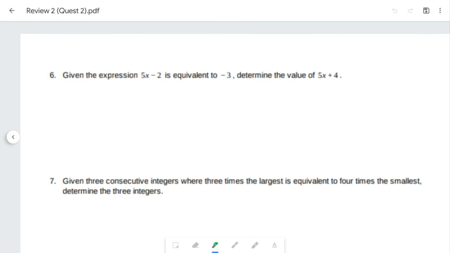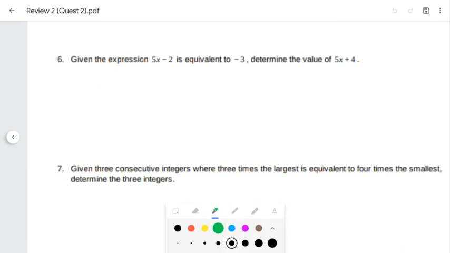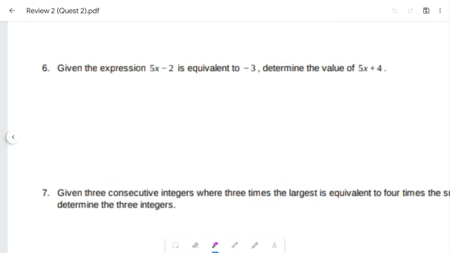Okay, then we're going to look at some of these word problems. Oh, first we have this expression here. So remember, if you have given this expression 5x minus 2 is equal to 3, we're trying to change 5x plus 4 to look like 5x minus 2. So I'm going to write 5x minus 2 first.